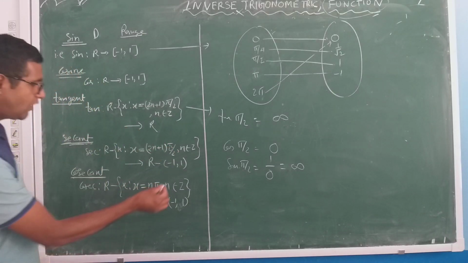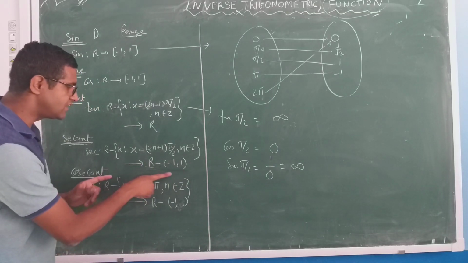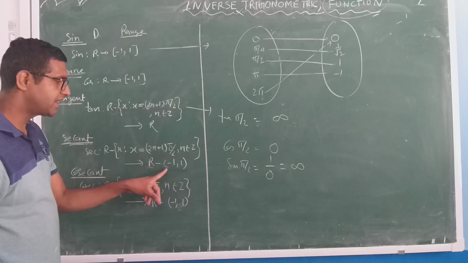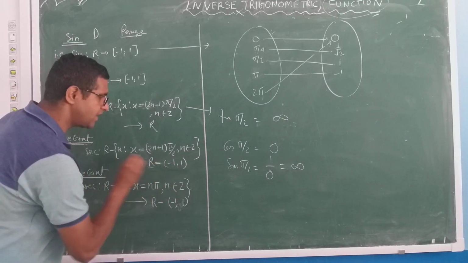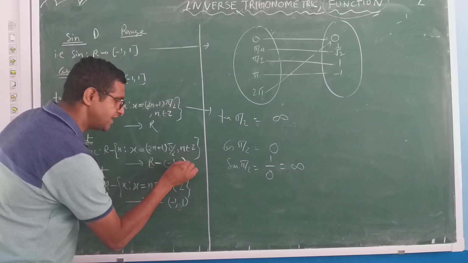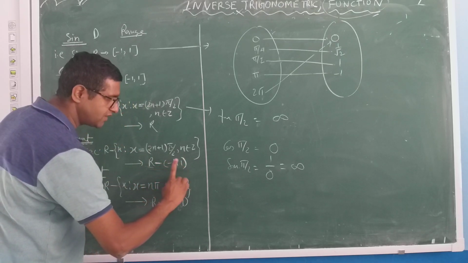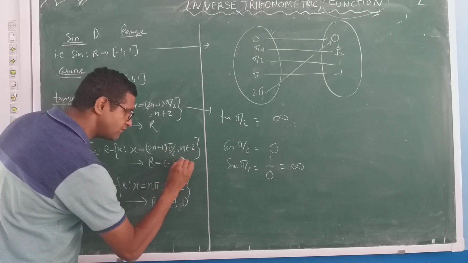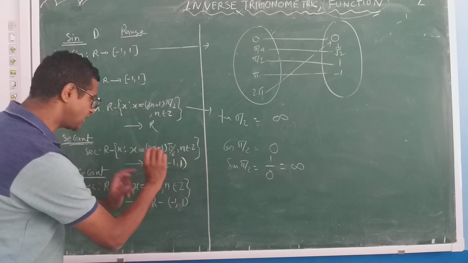Now let us understand why its range is not all real numbers, and why its range is only the real numbers minus the values between -1 and 1. The value between -1 and 1 means -1 and 1 will be included, but the values strictly between -1 and 1 will be subtracted from the real numbers.